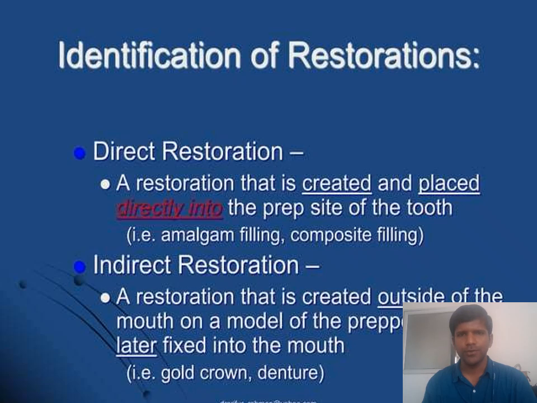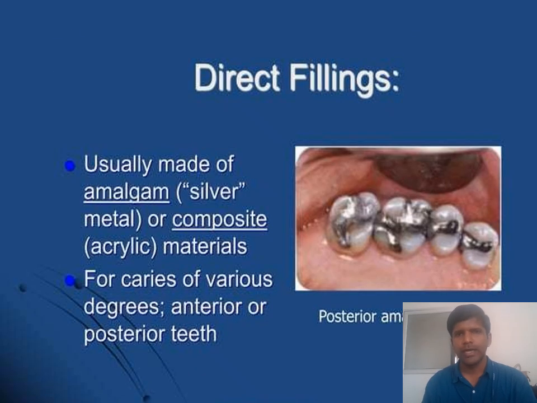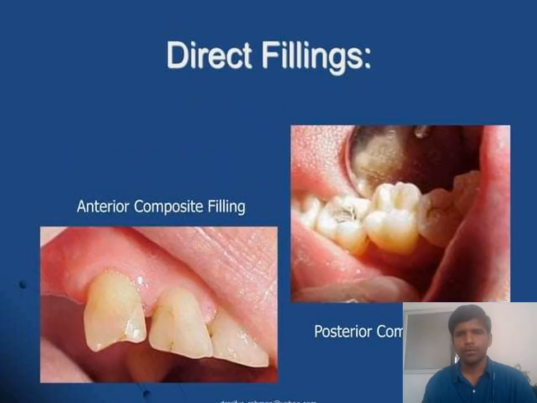So coming to the identification of restoration, a direct restoration is a restoration that is created and placed directly into the preparation site of the tooth, example, amalgam filling or composite restoration. Coming to indirect restoration, it is a restoration that is created outside of the mouth on a model of the prepared tooth and later fixed to the mouth, example, gold crown or dentures. Coming to direct fillings, they are usually made of amalgam or composite materials, used in case of dental caries of various degrees, both in anterior and posterior teeth.